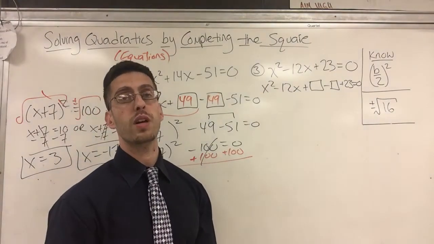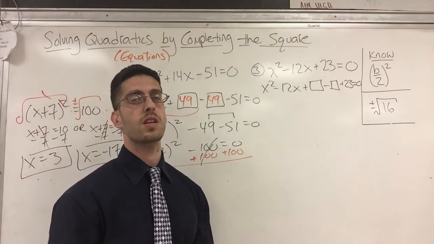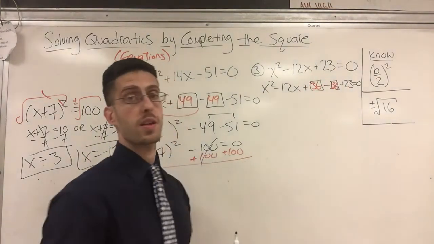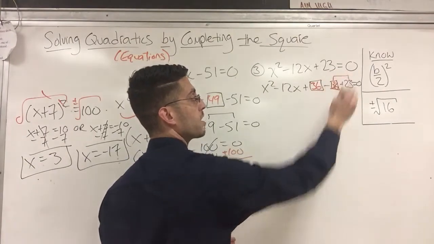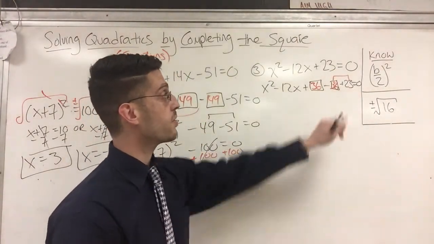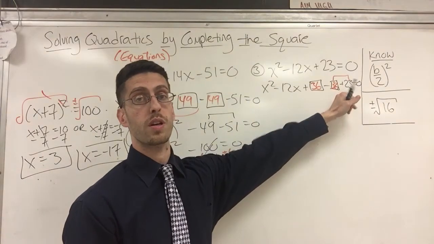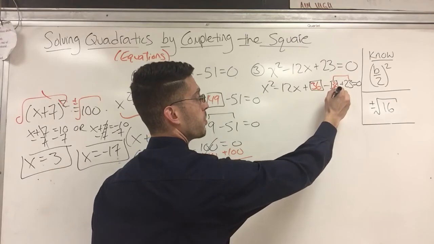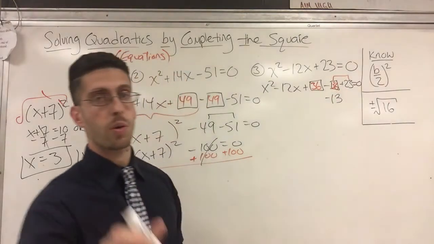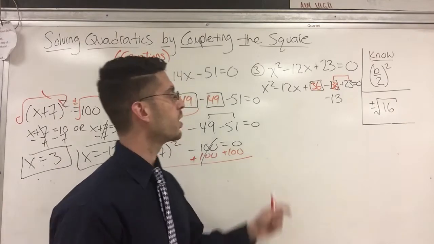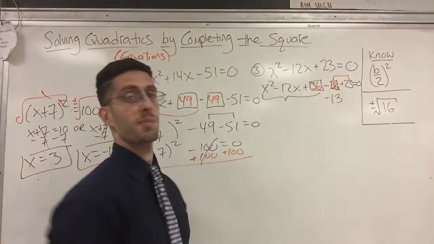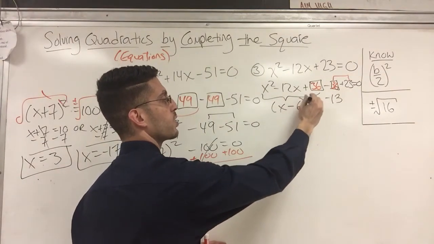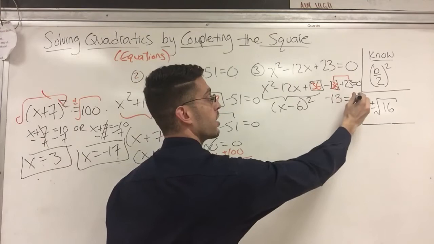12 divided by 2, actually negative 12 divided by 2 is negative 6. Squared is still positive 36. So plus 36, immediately subtract 36. And I'm going to combine these two. What is negative 36 plus 23? I believe that is a negative 13, right? Check my work. Don't just take my word for it. Do the work. All right, but this thing, what is it? Perfect square trinomial. x, this time it's minus 6 squared minus 13 equals 0.